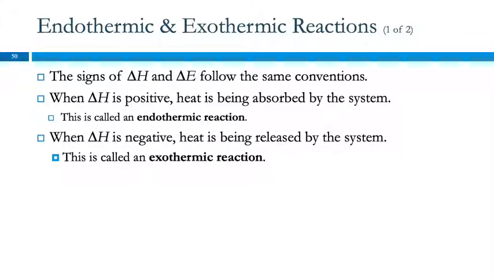So exothermic and endothermic reactions. The signs for delta H and delta E follow the same conventions. Yay, we don't have to learn 2 different conventions. If delta H is positive, that means heat's being absorbed by the system. Heat going into the system, into the reaction, is called an endothermic reaction. So this prefix endo is like into, going in. Thermic refers to heat. When delta H is negative, heat's being released, it's going out, and we have exothermic, exo like exit, going out or outside. The exit over there, that's the door you go out of, right? You should have heard about this before.